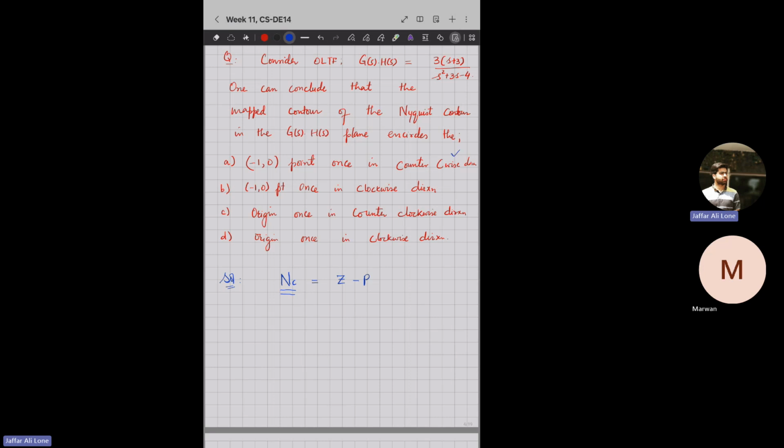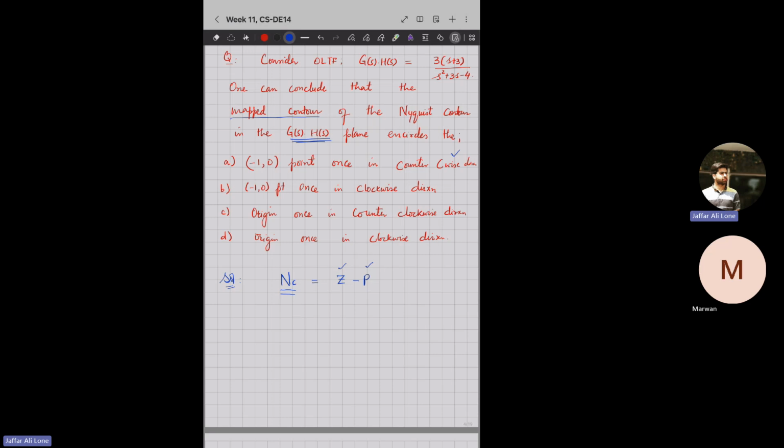But there is a twist. We can easily find this Z, we can easily find this P, and then we can find this N. And from the N, we will decide whether the encirclement is in clockwise direction or counterclockwise direction. See, first of all, if you see from the question, we are given that this mapped contour of the Nyquist contour is in the GSHS plane, right? So it is given in the question that we are mapping the Nyquist contour to the GSHS plane.